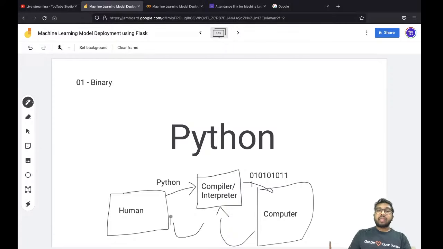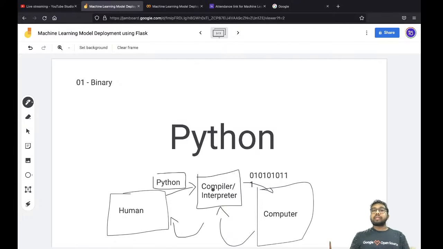This is the same workflow that is going to happen. Human doesn't know about computer's language. Computer doesn't know about human's language. Computer doesn't speak English or any other language, right? What happens is the computer will write in its own language, the language that the computer knows, and it will be passed through a translator.